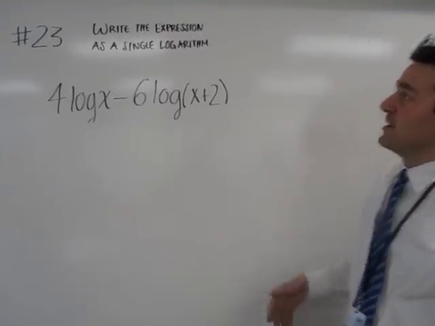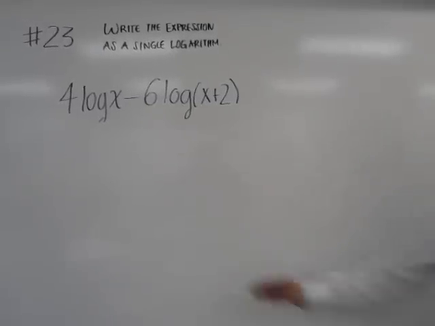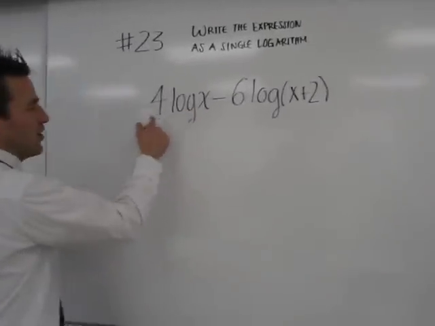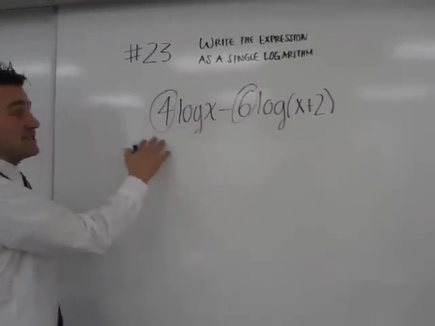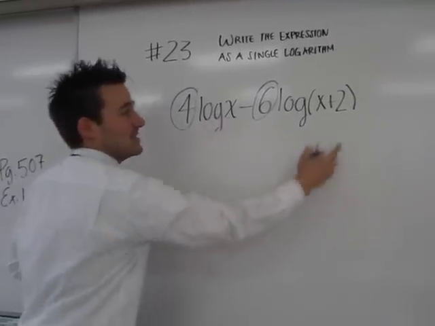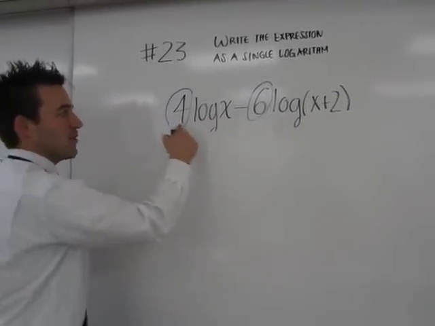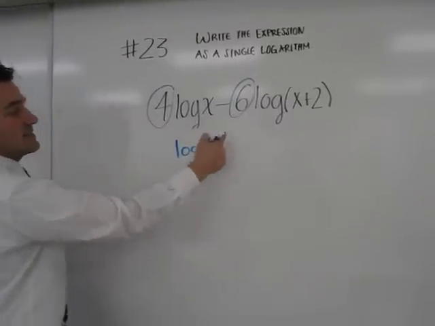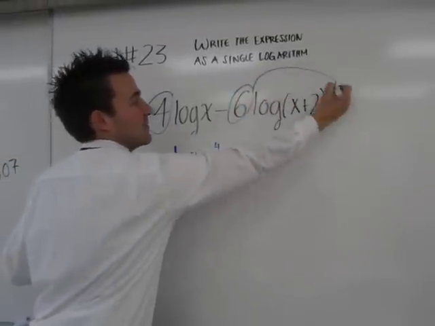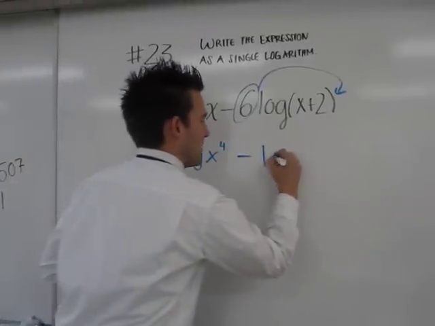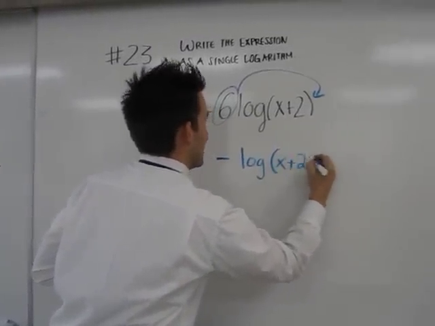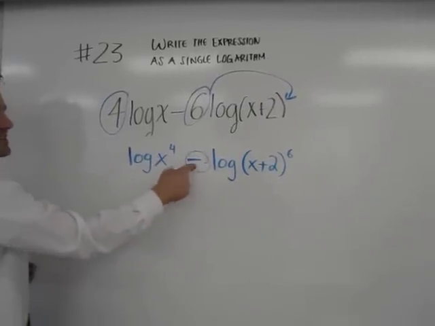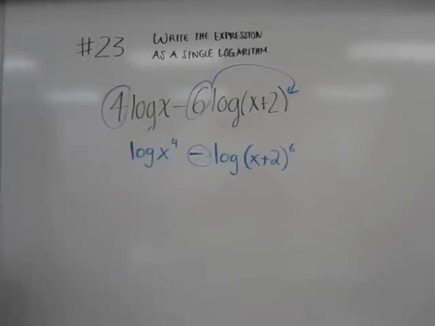Number 23 of the midterm review says write the expression as a single logarithm. Here we have two logarithms and we're trying to condense them into a single log. So let's start with these coefficients like the 4 and the 6. These are actually the exponents of x and the exponent of x plus 2. So 4 log of x will actually be rewritten log x to the 4th power. Minus this 6 is going to move to be the exponent of the x plus 2. Log x plus 2 to the 6th power. Now the last thing you need to do has to do with this minus sign here. So I'll let you figure that part out.